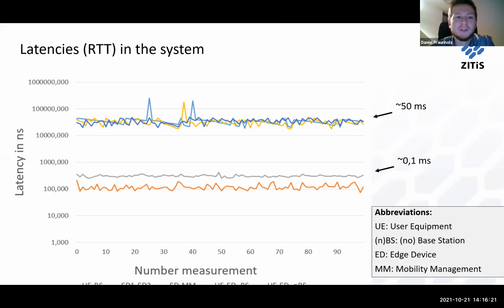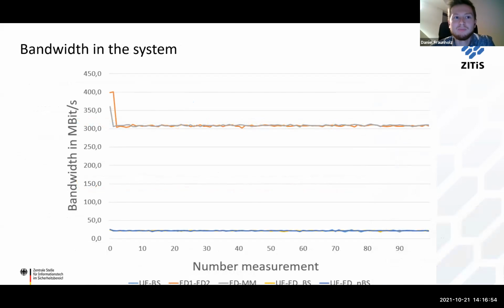And what you can see here very easily is that all the connections that include the UE, which is the two blue ones and the yellow line, have a much higher latency. This is because there is a radio link included, while between both edge devices and also between the edge device and the mobility management it is much faster. This is, as said, expected. Typically in telco networks, the radio link is kind of the bottleneck in terms of network connection. You can see the same in the bandwidth measurements. All the measurements that include the radio link are very low. It's like 25 megabits per second, and all those that only use the cable connections are more than 300 megabits per second, which is also expected, as said.